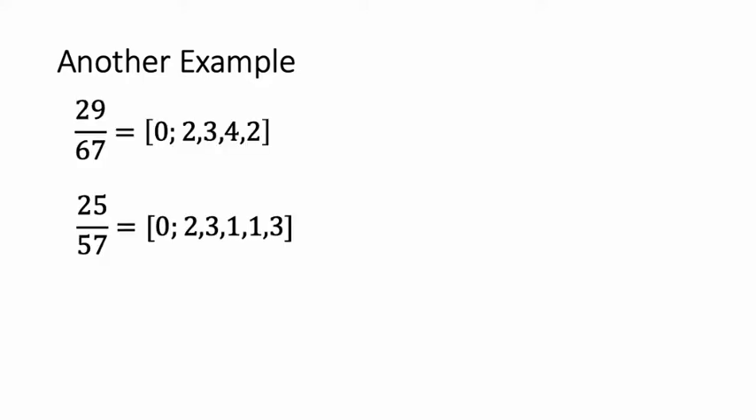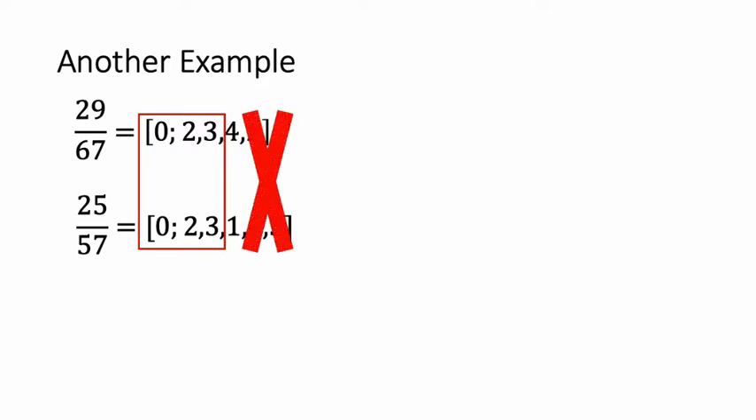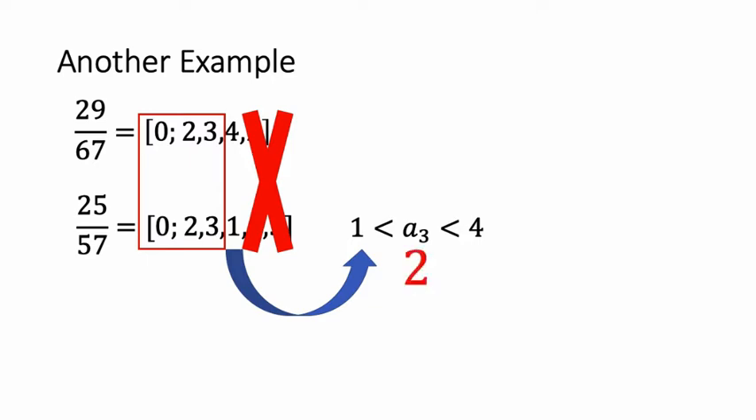So let us now look at another example. First, we'll identify the similar parts, 0, 2, and 3. Next, we will need to think about 2, 1, and 3, because we need n to be as small as possible. Then we'll find the smaller number between 1 and 4 to be our a3, which in this case is 2. What we'll get is that 0, 2, 3, 2 is our answer.